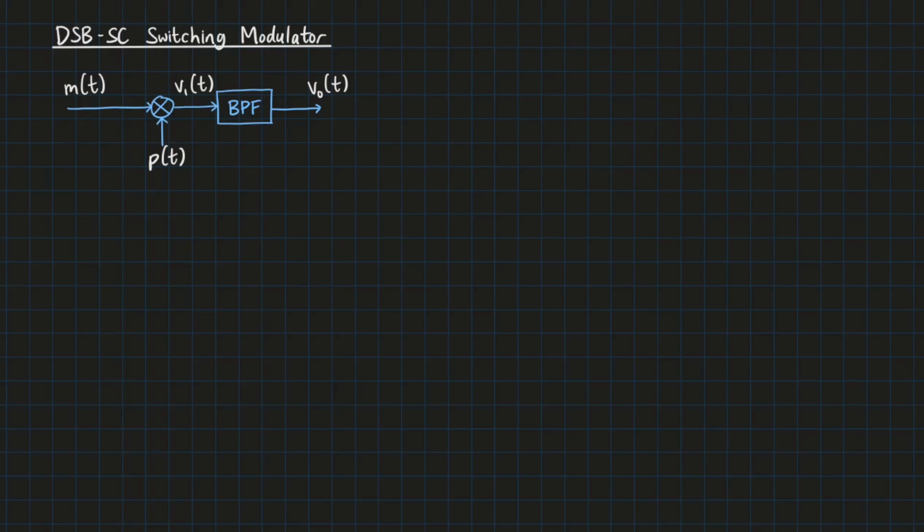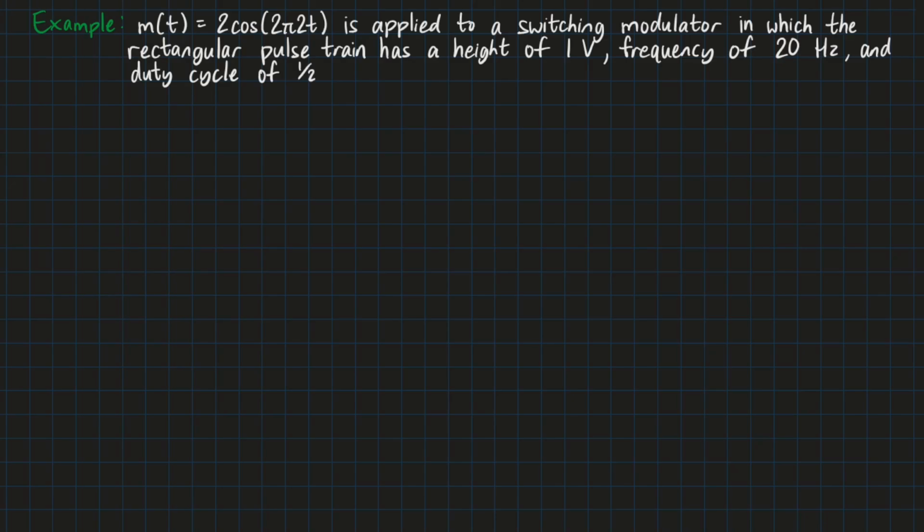A switching modulator can also be used to generate a DSB-SC signal. So m(t) is the message signal, and p(t) is a rectangular pulse train. Both of them are put into a mixer in which they are multiplied in the time domain, producing v1(t), and that is passed through a bandpass filter to keep the sidebands, producing v0(t), which is the DSB-SC modulated signal.